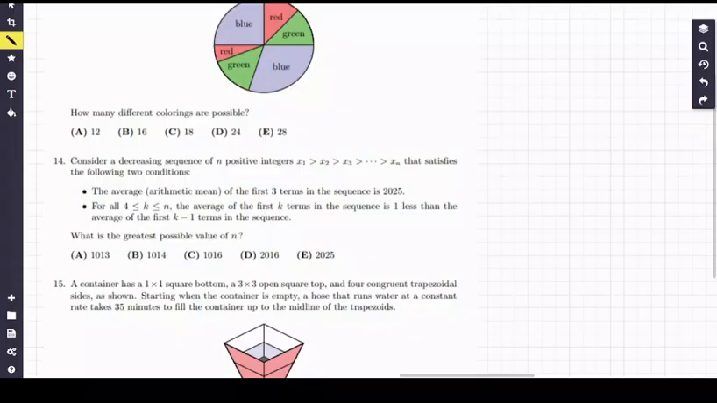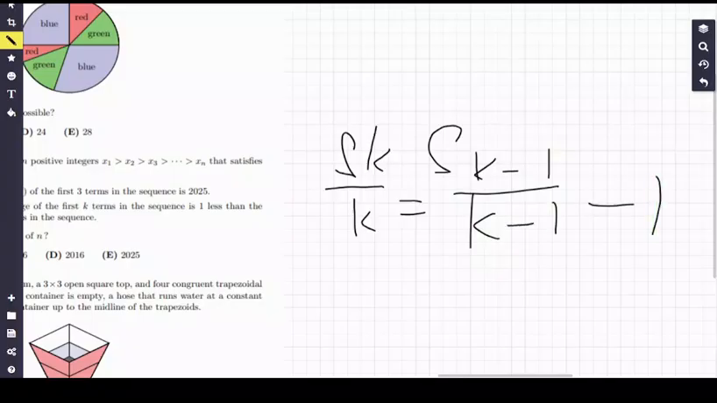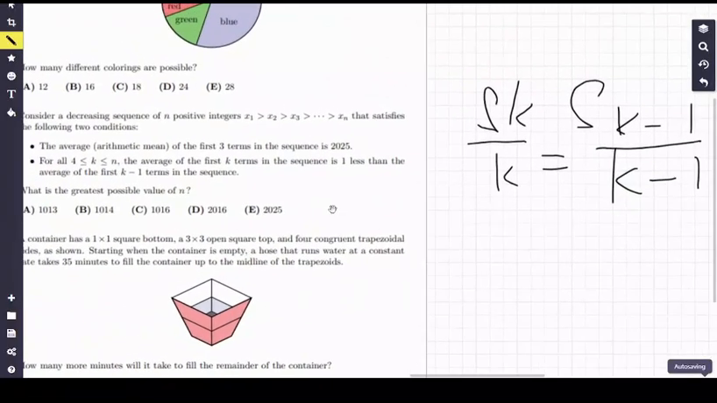So yeah, it's a little stupid to understand, but let's write this out, shall we? So s_k over k is equal to s_{k-1} over k minus 1, minus 1. All right, let's actually write this out because this is some mathematical representation.